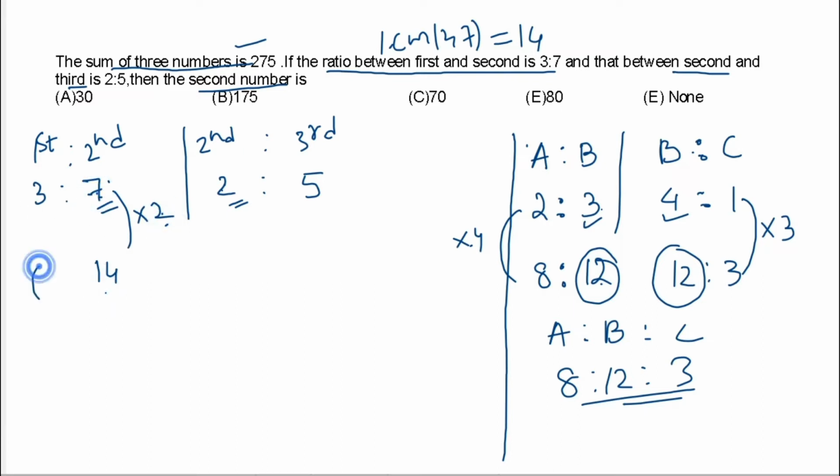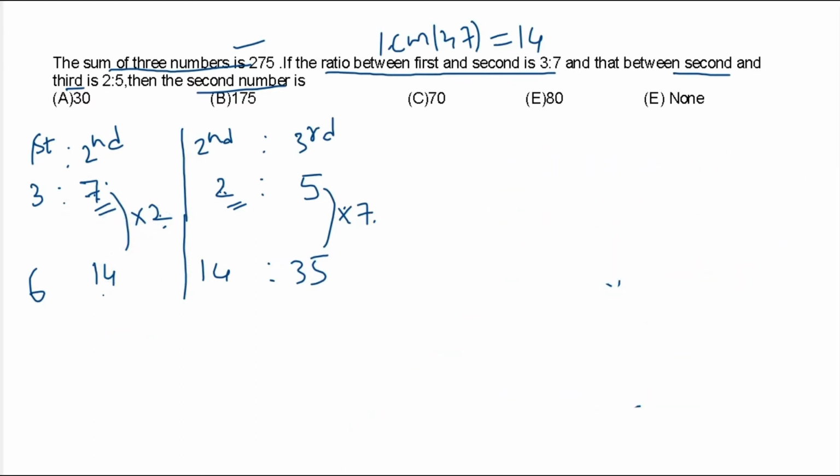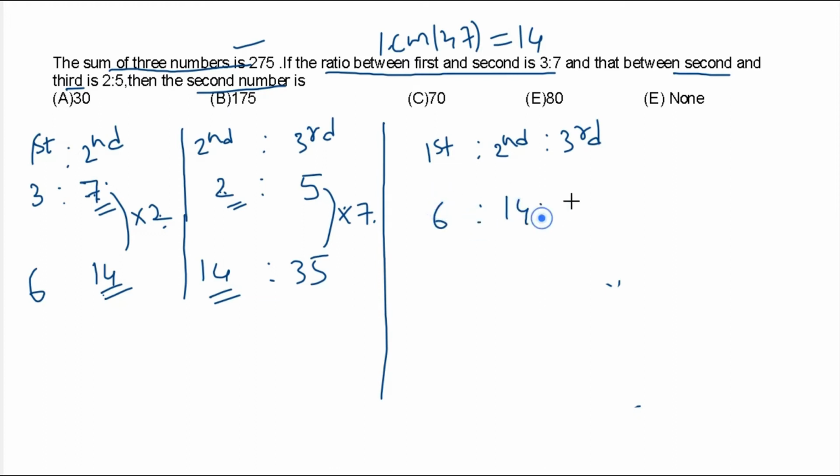Now 2 multiplied with 3 is going to be 6. Similarly, here you have to multiply by how much? 7, because 2 into 7 is 14, and this will be 35. So the values are equal now. So let's calculate what the ratio is now. What is the first, second, and the third? So what is the ratio? 6, second is 14, and the third is 35.